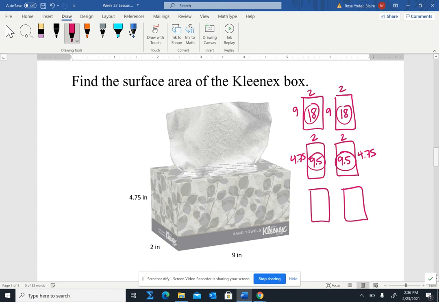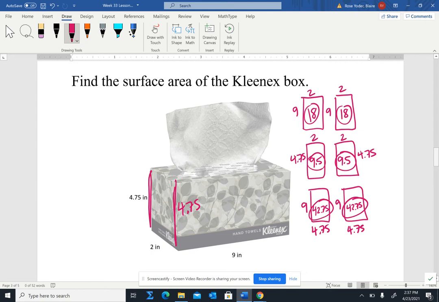and 9.5. And then finally, if we did the front and the back, this one's a little bit harder because I see the 9 labeled, but this 4.75, I can move over here. So this one is 9 by 4.75 and 9 by 4.75. All right, let's do the base times height and see what that equals. 9 times 4.75 is 42.75.